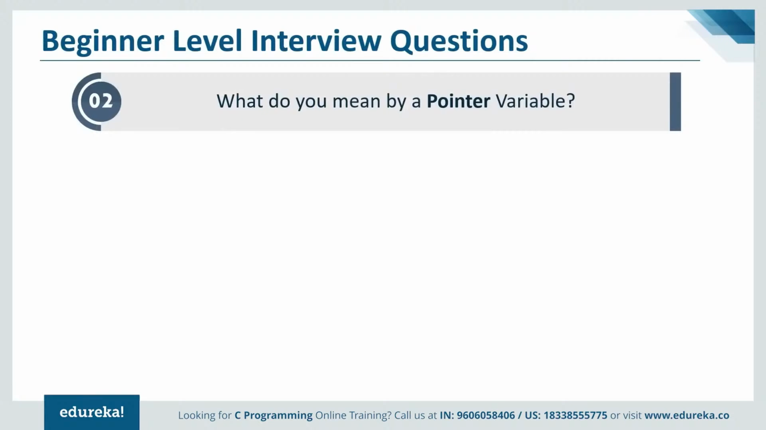Now with this, let us move on to our next question, which is, what do you mean by a pointer variable? Now the answer for this question is, a pointer variable is a variable which is declared to store the address of the actual variable declared in C programming. Might be a little complicated. Let me explain this through an example.